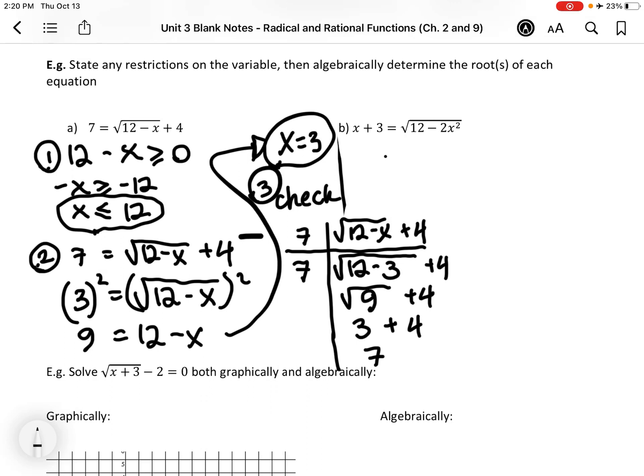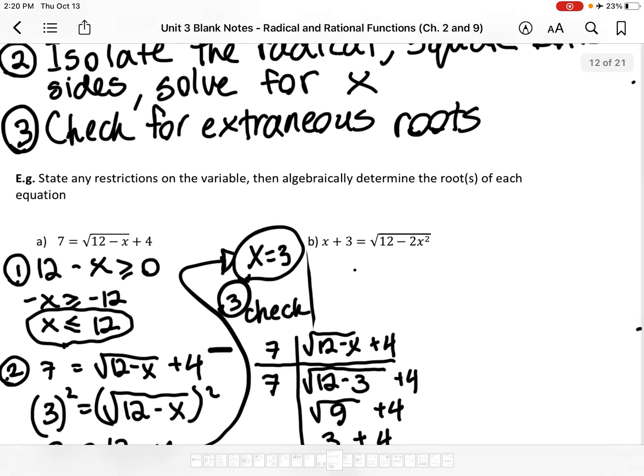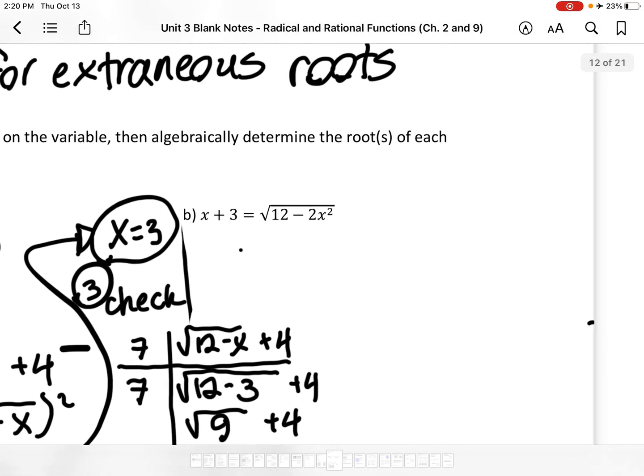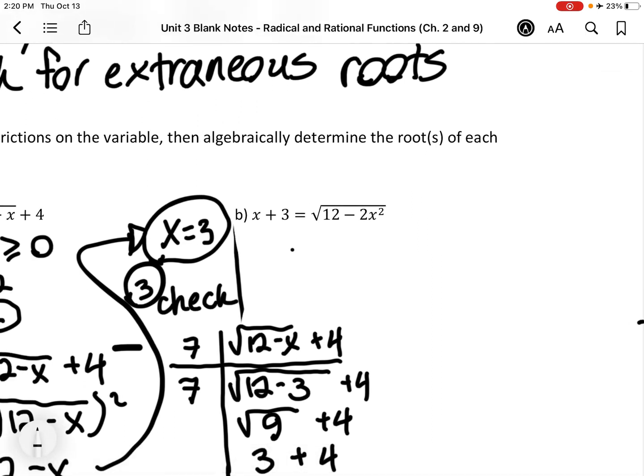Okay, for B, we have x plus 3 equals the square root of 12 minus 2x squared. The first thing I'm going to do is focus on the restrictions, and I'm going to do it up here because I'm running out of space. Essentially for this question, what I need is that the radicand, 12 minus 2x squared, has to be greater than or equal to 0.